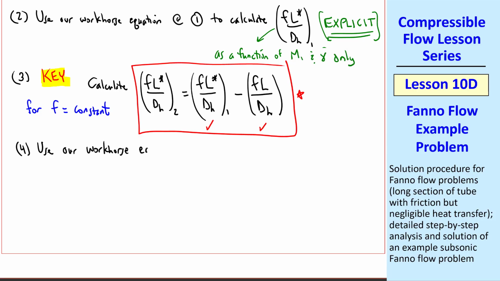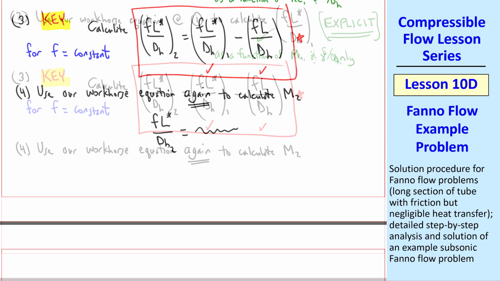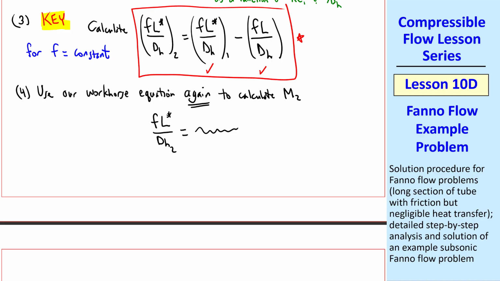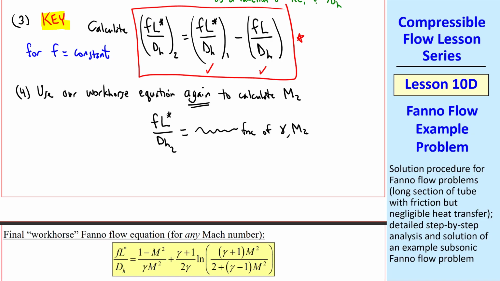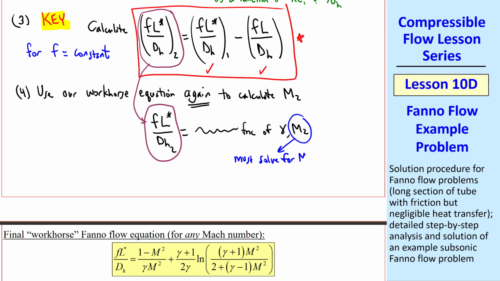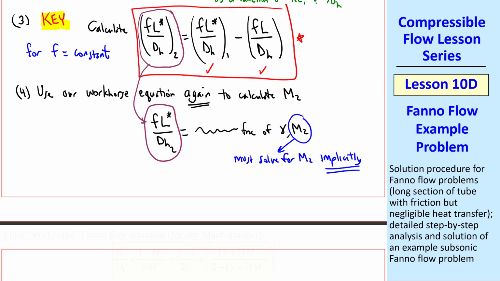Now let's use our workhorse equation again to calculate M2, the Mach number at state 2, the actual exit of the pipe. That equation is f L star over D_H at 2 is a function of gamma and M2, but this grouping of terms is known from step 3, and in this case we must solve for Mach number 2 implicitly, and I like to say any way you can: Newton's method, using software, Excel's what-if analysis, etc. I generally prefer the false position method. By the way, you should see a pattern here. In most of these problems, we've had to solve equations implicitly.